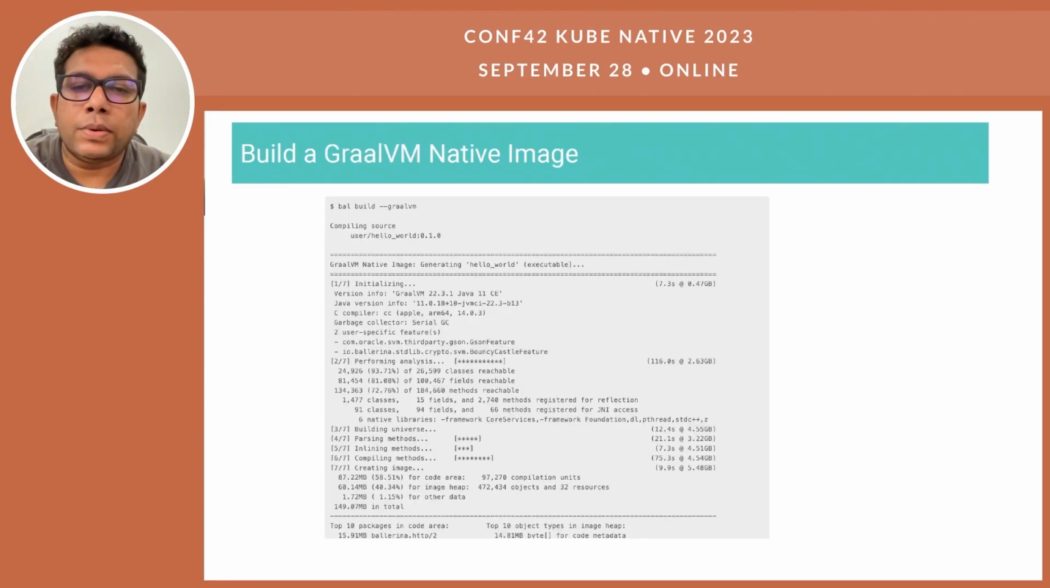Ballerina also supports native compilation using GraalVM. You can simply say build with graalvm, which will compile machine code according to your machine architecture, which runs on your machine as an executable.